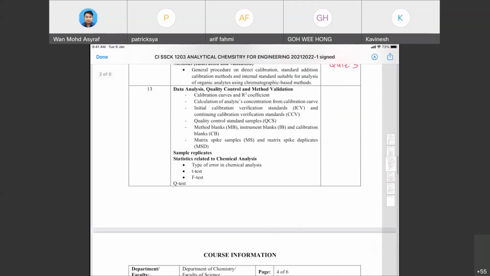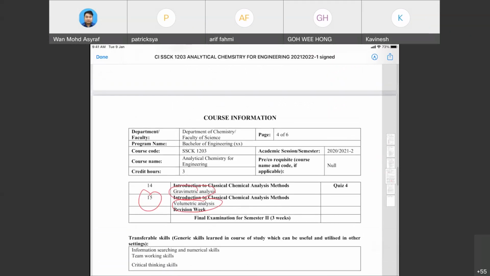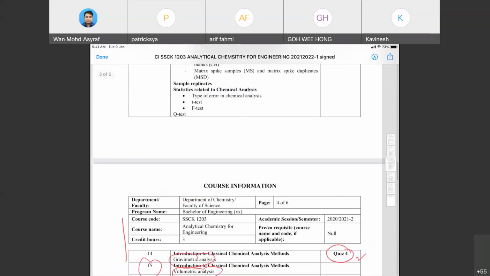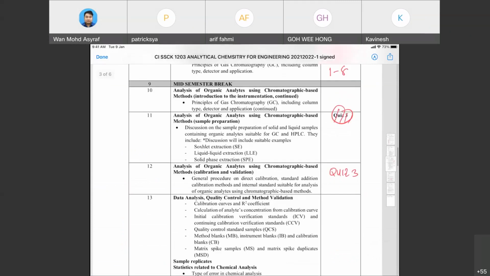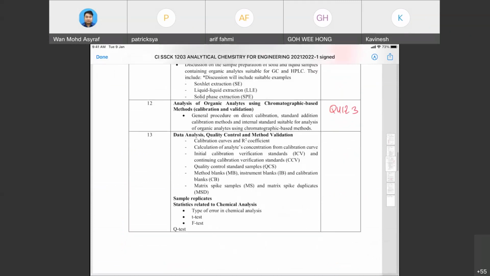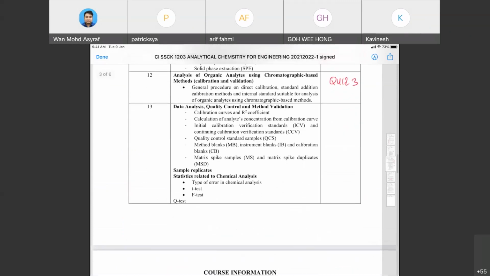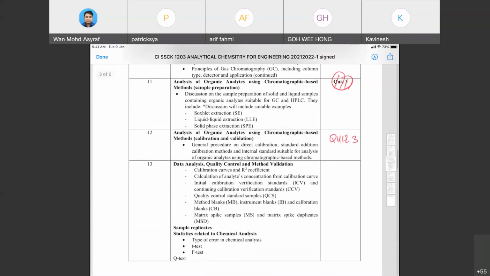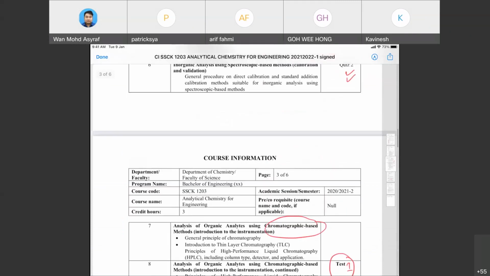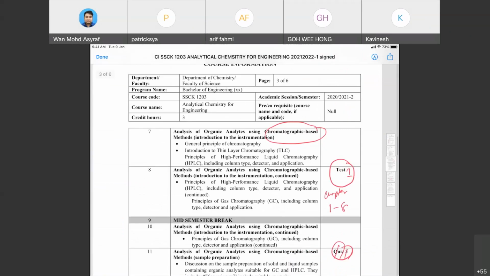And then quiz 4, it will be week 14. Okay, yes, week 14. Because I don't want it to overlap with other subjects. I know that you have a lot of subjects that you need to handle. So that's why I put this here first for you to get your schedules right.